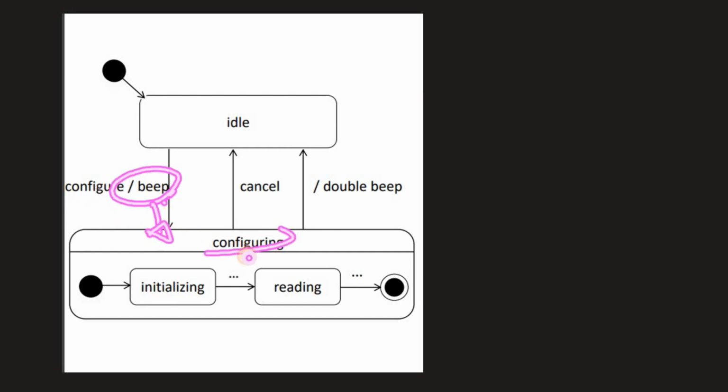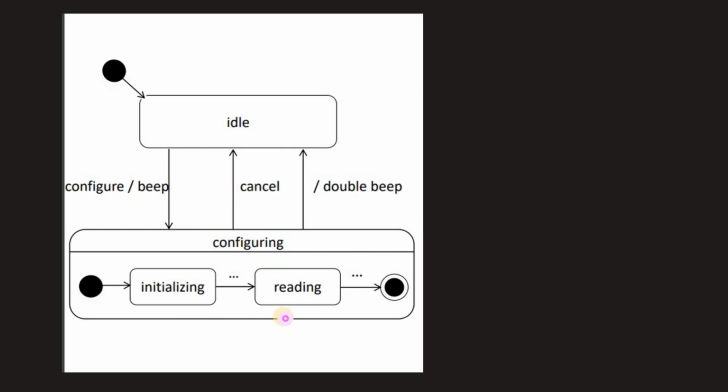Okay, and then it's going to go into the configuring state, and you see, the configuring state has its own initial state and final state. So it's going to go into the initial state, then initializing, reading, and the final state. Upon reaching the final state, it's going to perform the action double beep, and it finishes.